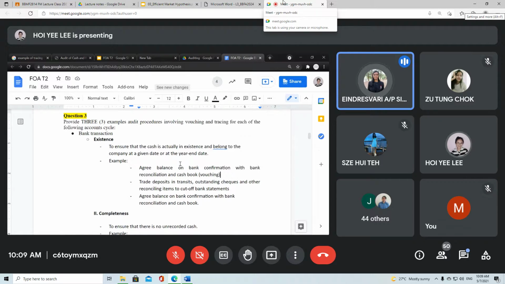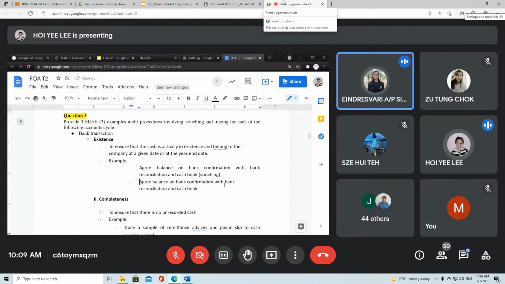So the second one, strike off. Third one, agree balance on bank confirmation with bank reconciliation and cash book. Okay. Isn't it same as your first one? Same. So you only have one procedure.